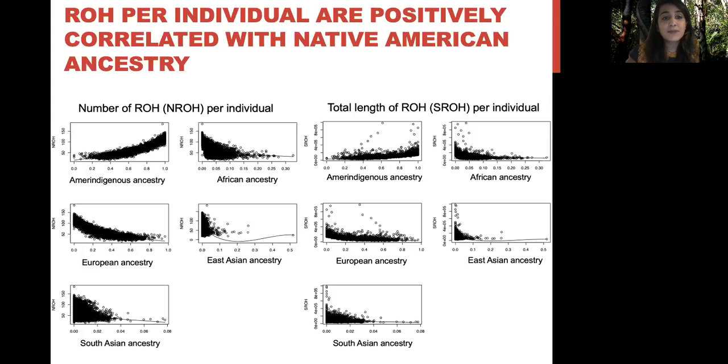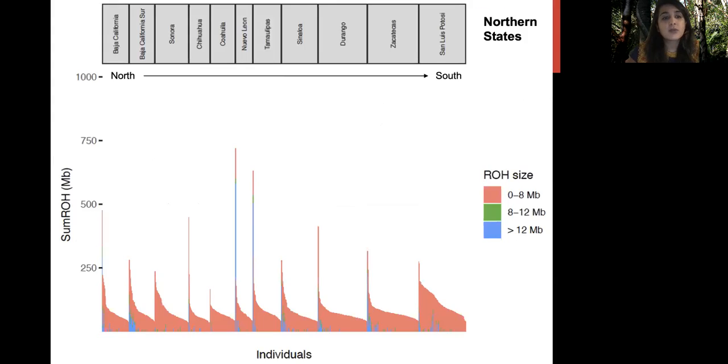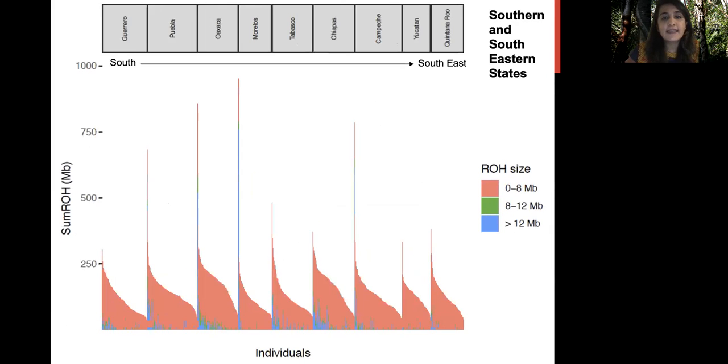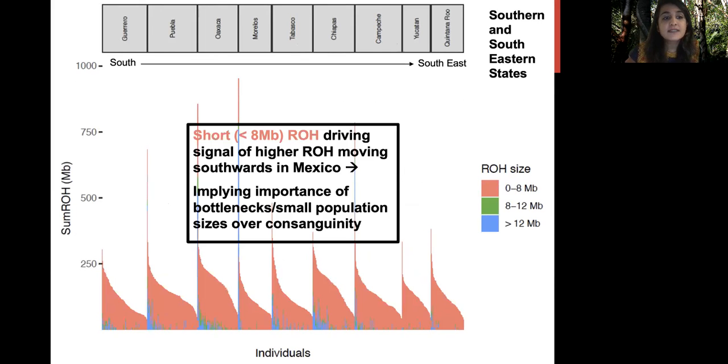So we asked whether Amerindigenous ancestry carries more ROHs due to historical bottlenecks and small population sizes, or due to consanguinity. To answer this question, we look at the histogram of the total length of ROH per individual in each state after first partitioning ROHs by size. We first look at the northern states and the central states, and finally the southern and southeastern states. We see that there are more ROH per individual moving southwards in Mexico as before, but observe that this is in large part due to small ROHs, implying that bottlenecks and small population sizes, rather than consanguinity, have been largely responsible for more ROHs in Amerindigenous ancestry.